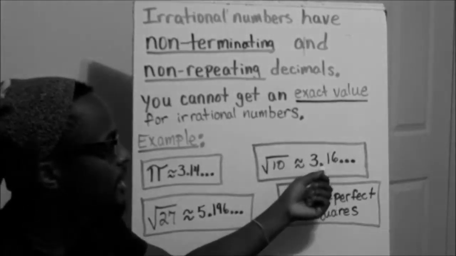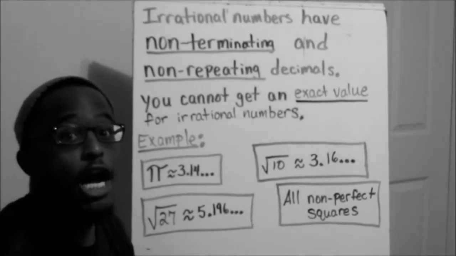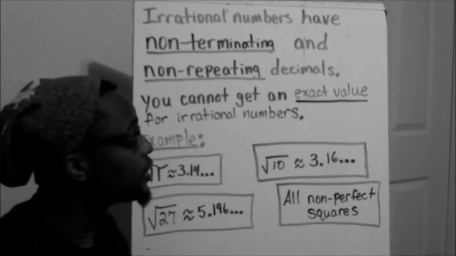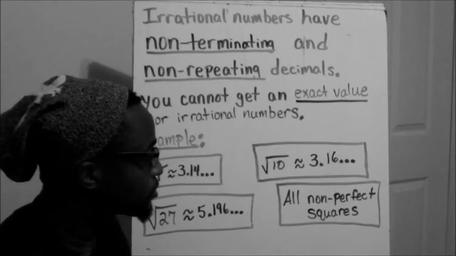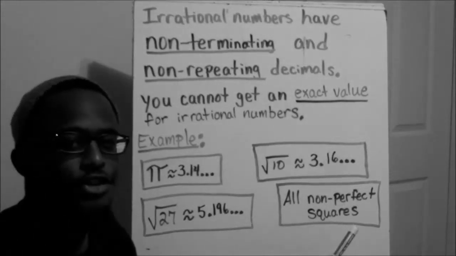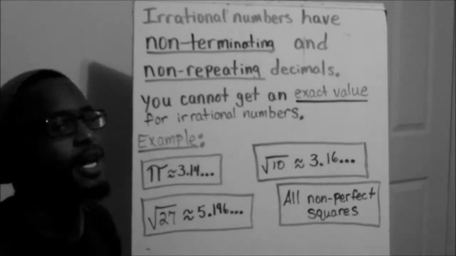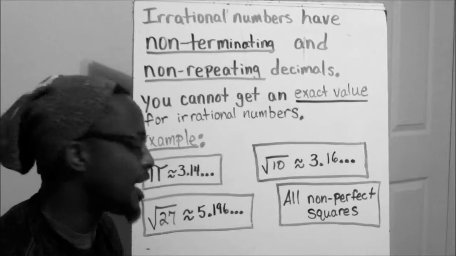So that's a close estimate to what we can get for the square root of 27. Same thing with the square root of 10. It is 3.16, but those digits go on forever in a non-repeating fashion. So those don't repeat each other, they just go in a random order. So this would be an irrational number. Another way to sum all of that up is just think of all non-perfect squares as irrational numbers. So if we try to get the square root of a non-perfect square, it's going to be irrational.